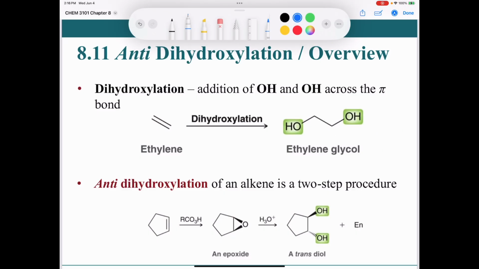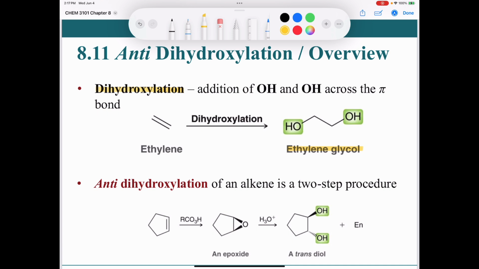All right, the next couple of videos are going to deal with dihydroxylation, which is the addition of two hydroxyl groups across the pi bond. So we see here ethylene undergoing dihydroxylation to give us ethylene glycol, which is a major component of antifreeze. In this first video, we're going to look at anti-dihydroxylation, where we end up with a trans diol. And then in the next video, we'll look at syn-dihydroxylation.